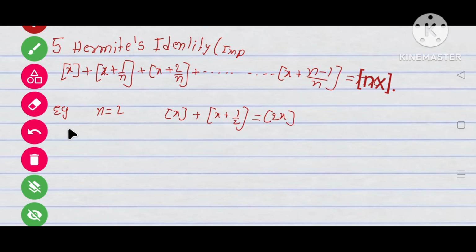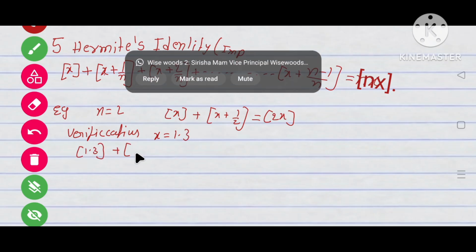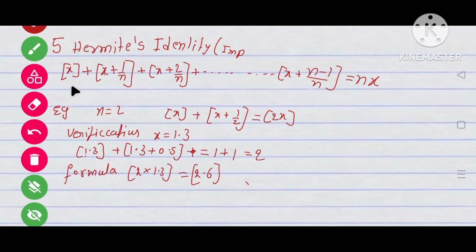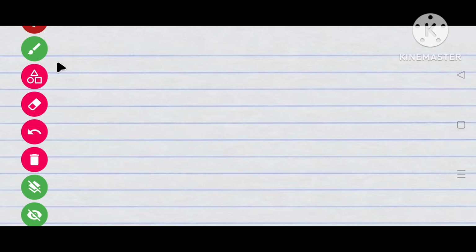Verification: x is equal to 1.3. So step of 1.3 plus step of 1.3 plus 0.5 is equal to 1 plus 1. From the formula, step of 2 into 1.3, that is 2.6, is equal to 2.